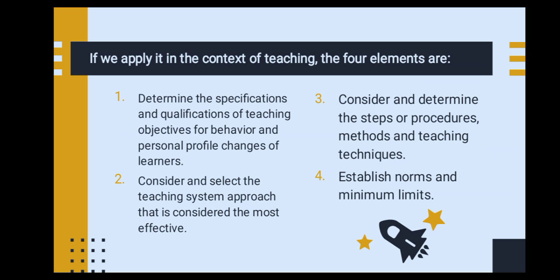If we explain it in the context of teaching, the four elements are: 1. Determine the specification and qualification of teaching objectives for behavior and personal profile change of learners. 2. Consider and select the teaching system approach that is considered the most effective. 3. Consider and determine the steps or procedures, methods, and learning and teaching techniques. 4. Establish norms and minimum limits.